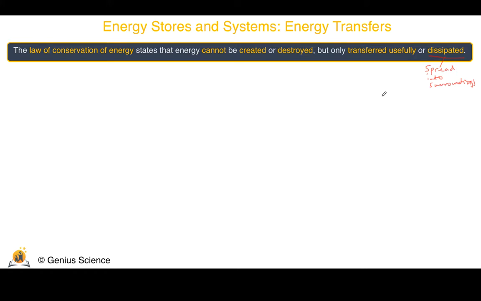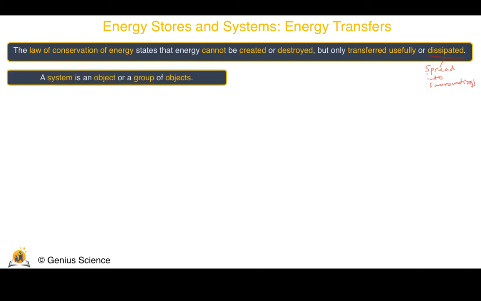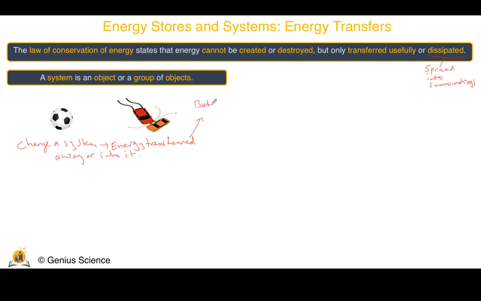Energy transfers always take place in what physicists call systems. A system is an object or a group of objects. An example of an object could be a ball. An example of a group of objects could be two cars colliding with each other. And if you change a system, it means energy has been transferred, either away or into it. And this energy is transferred between energy stores.